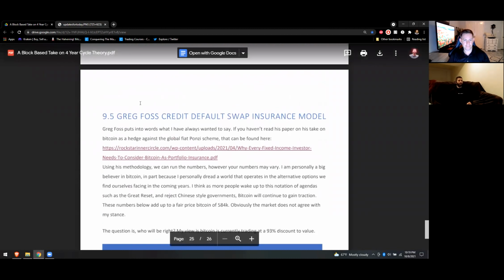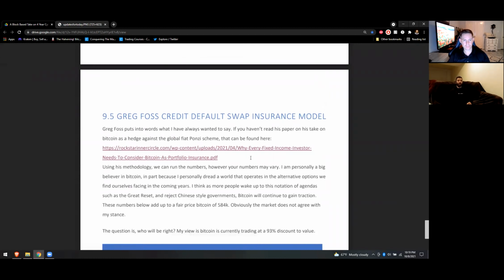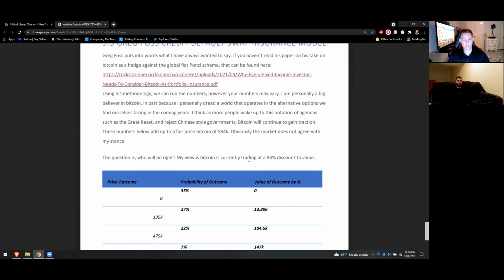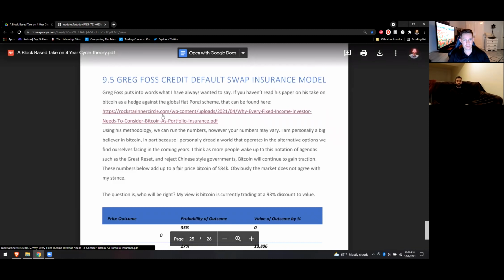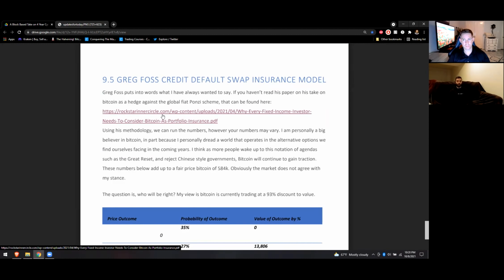Yeah. And then Greg Foss did a paper. Do you know who Greg Foss is? I've heard the name. I don't know him as well. So he's a big time bond person. He frames Bitcoin from the standpoint that Bitcoin is insurance for bonds globally. So I've seen references to his work. Yeah. So he basically says the minimum it would be is $160,000 and it's trading at 42. Like, what are you guys doing?